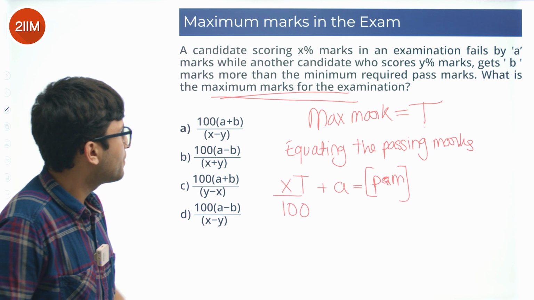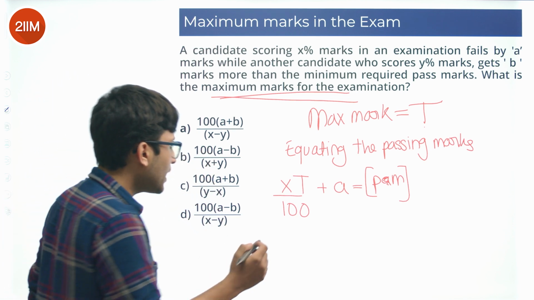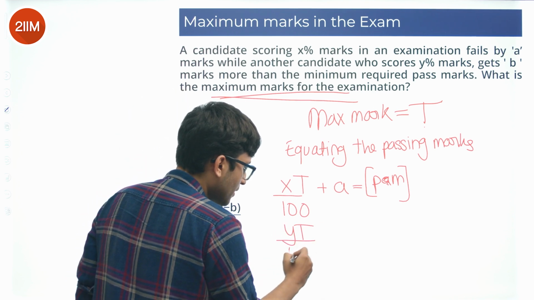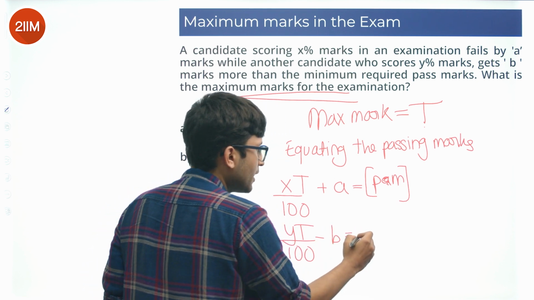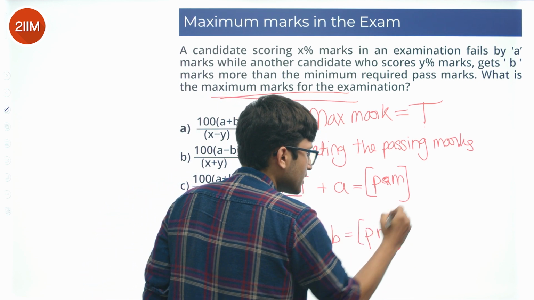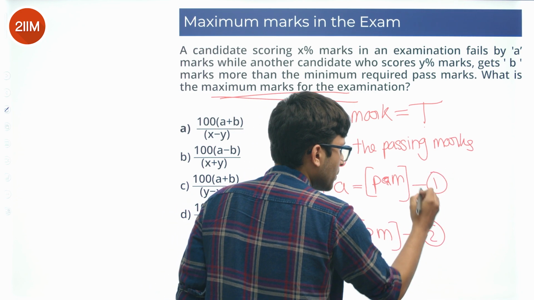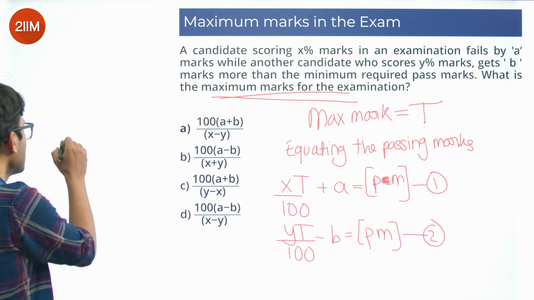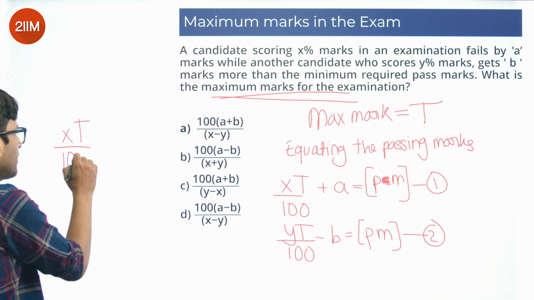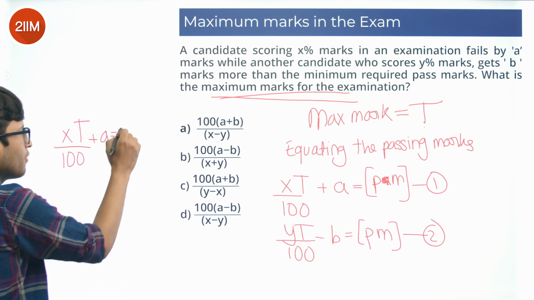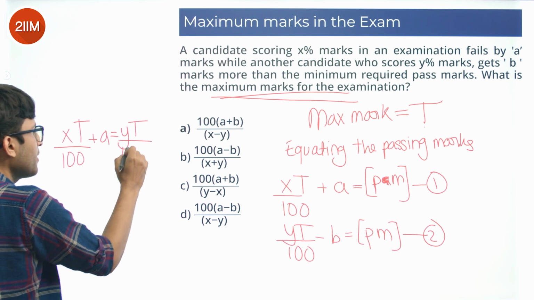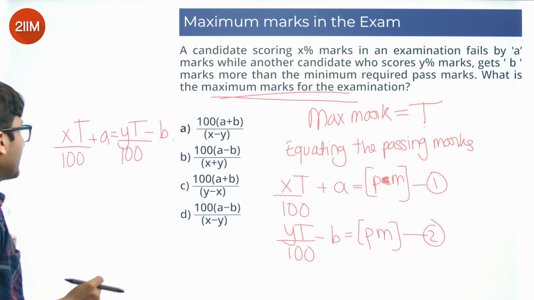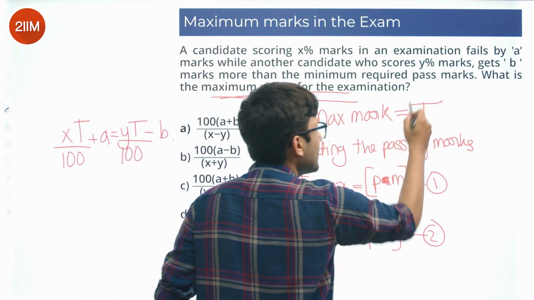And for candidate number B, he is getting B marks more than the passing marks. So for candidate B, the equation is Y percentage of T minus B is equal to again PM, or passing marks. This is my equation number 1 and equation number 2. Now as the passing marks is this and this, I can equate these two values. So I would be getting XT by 100 plus A is equal to YT by 100 minus B. This is my equation. Let's solve it further. What I need is the value of T.